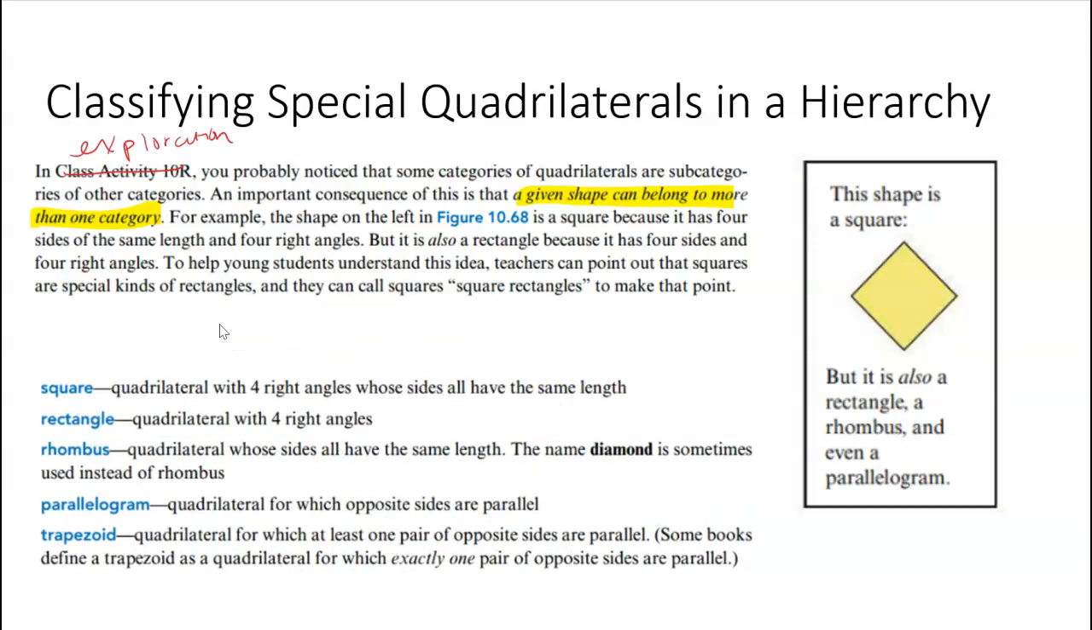A square is a quadrilateral with 4 right angles, but it also has sides that are all the same length, and it also has opposite sides that are parallel. So we can see that we can define a square as all these other categories as well. They give you a little hint here: teachers can point out that squares are special kinds of rectangles. You could call them square rectangles as you start to introduce those shapes.